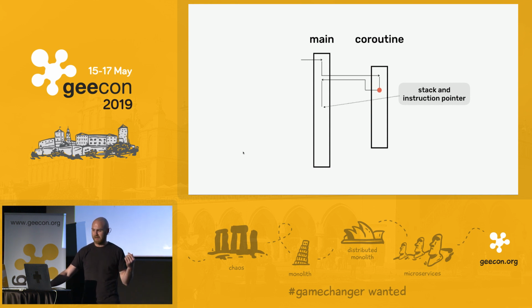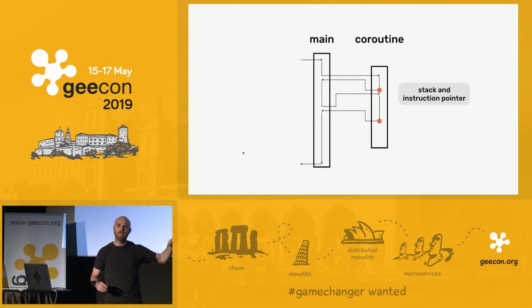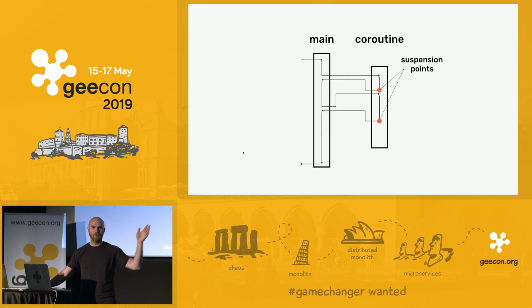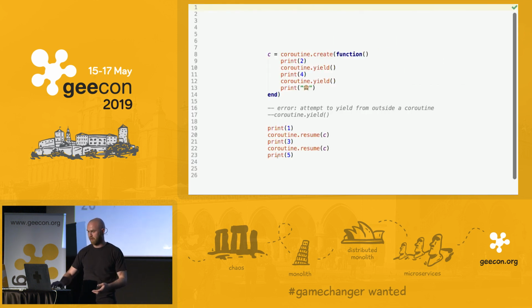After this, coroutine jumps back into main. At some point, we can again look at the stack and instruction pointer, restore them, and jump back into the middle of coroutine. Then we execute a bit more code, suspend again, and then jump back into main and finish main. As you can see here, we didn't even finish running all the code in coroutine. So here are these 2 suspension points, and here is the same code in Lua.